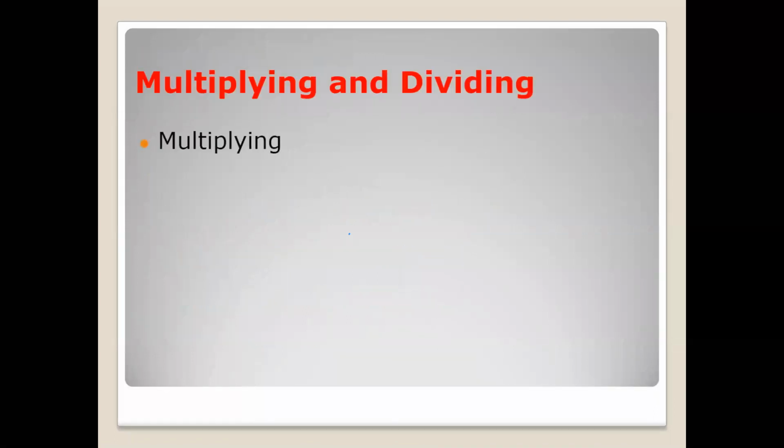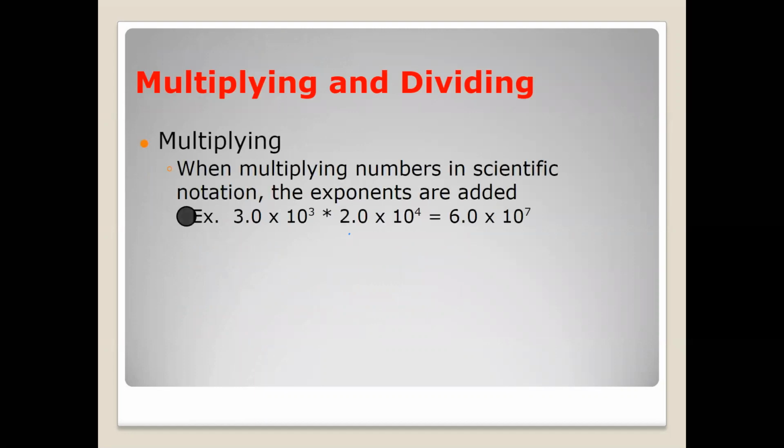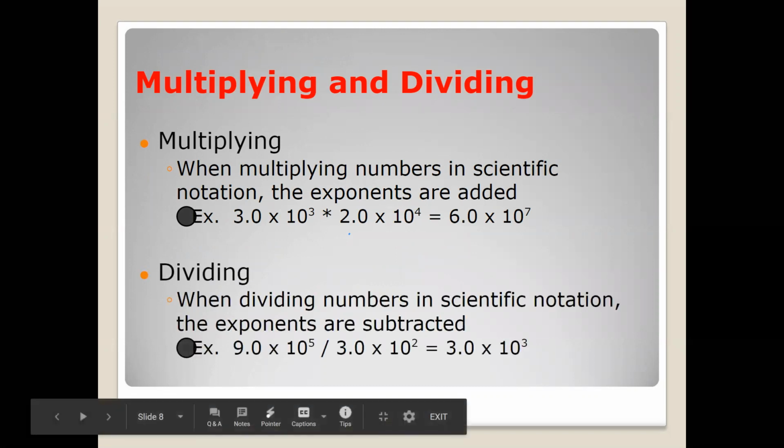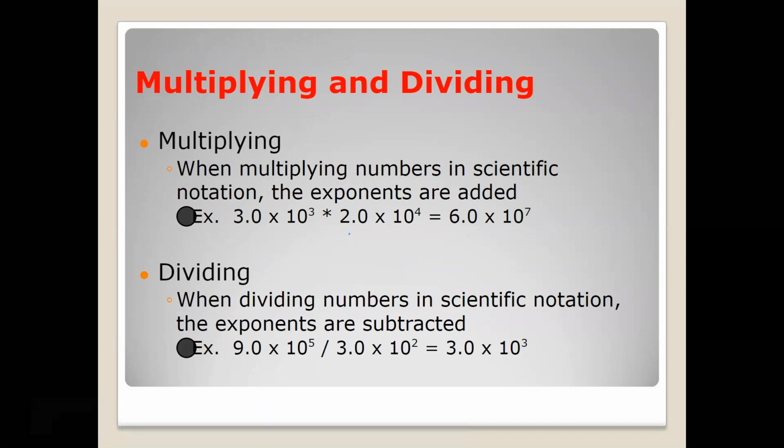For multiplying and dividing, on the other hand, multiplying and dividing is a lot easier, in my opinion, than adding and subtracting because you don't have to mess with changing something around to the same exponent. All that you have to do is say, okay, I'm going to multiply my two numbers, my 3.0 and my 2.0, and then I'm going to add the exponents together. So 3 times 2 is 6 times 10 to the 3 plus 4 is 7, and that's your answer.